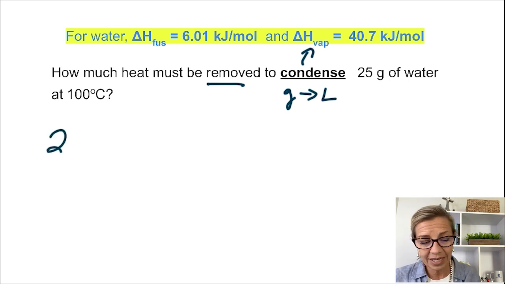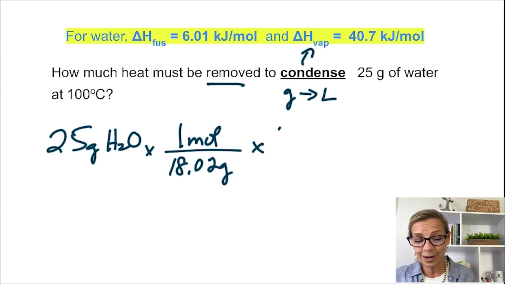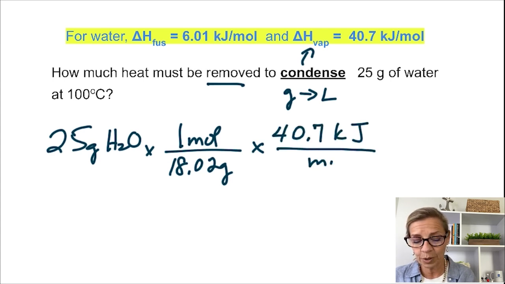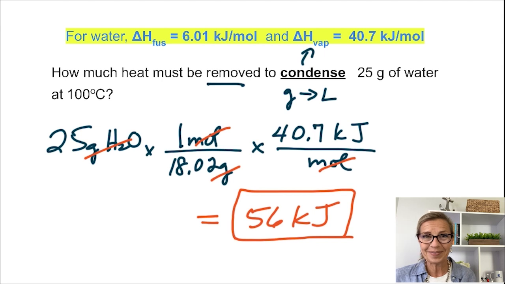Okay, so we start again with our grams of water. And let's go ahead and convert that to moles. The molar mass has not changed. Okay, and then let's use that heat of vaporization as a ratio, kilojoules per mole. And then, of course, when we multiply, the units will cancel, moles, and we're left with 56 kilojoules has to be removed to condense. That's how you use heat of fusion and vaporization.